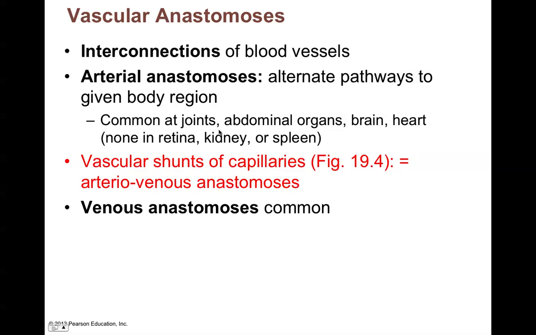Vascular anastomoses. These are interconnections of blood vessels. Arterial anastomoses are alternate pathways to a given body region. We see them most commonly at joints, abdominal organs, the brain, and in the heart. There are none in the retina, kidney, or the spleen. There are also vascular shunts of the capillaries, which we saw a few slides ago, and these are considered arteriovenous anastomoses. Venous anastomoses are the most common.